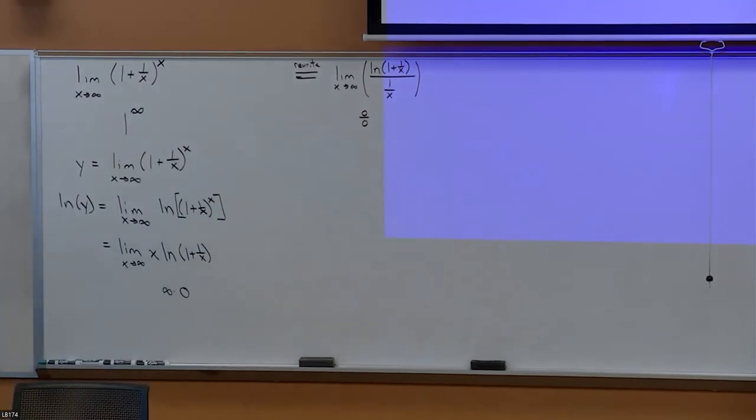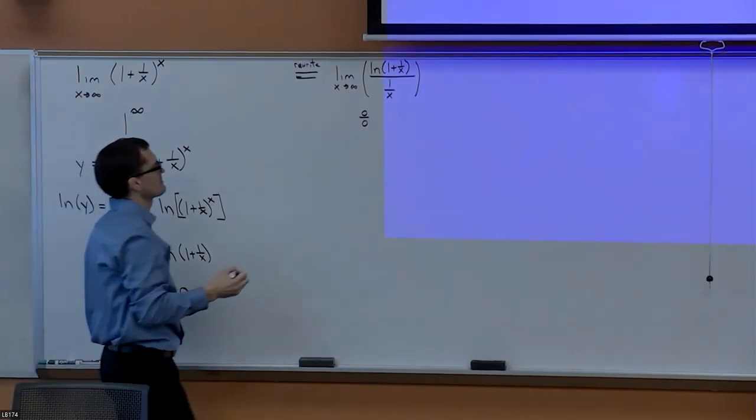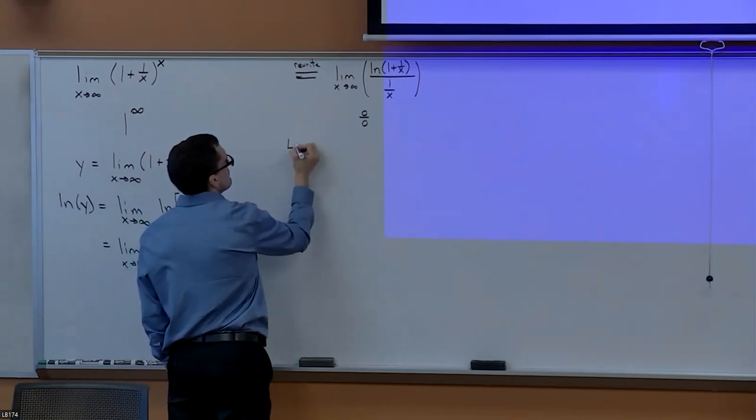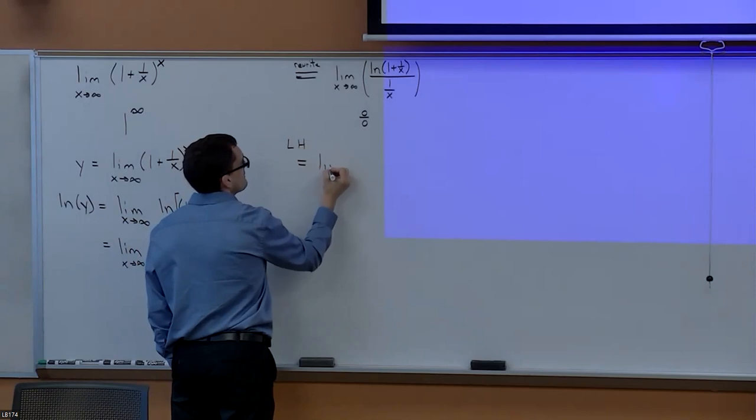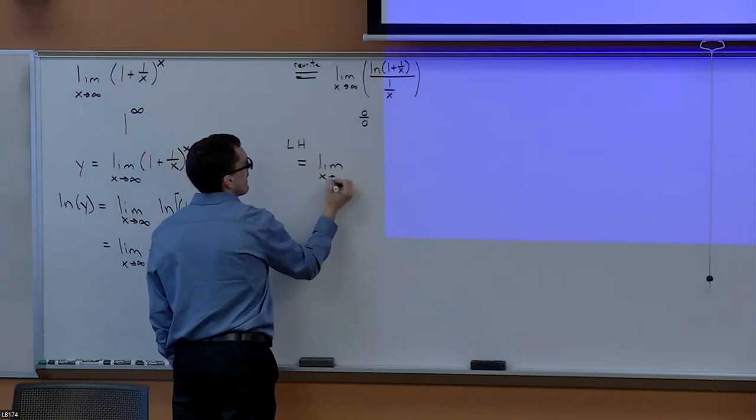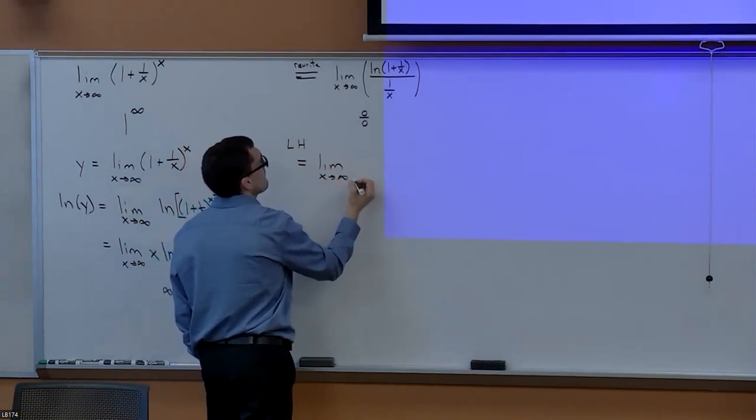Which, if you plug in infinity, is the indeterminate form 0 over 0. Natural log of 1 is 0. And then 1 over infinity is 0. So now let's do L'Hopital's rule. I still get limit as x goes to infinity.